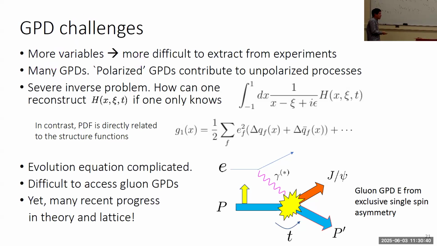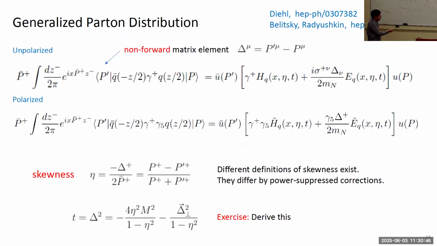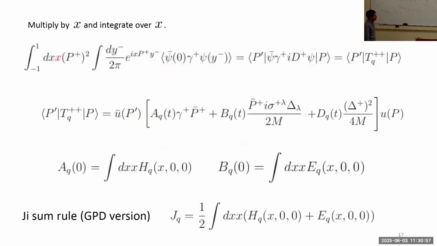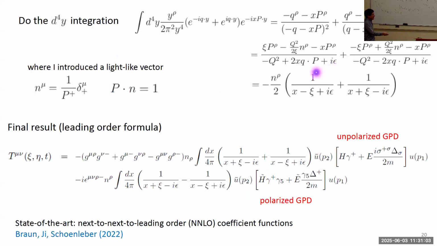Already for the unpolarized case, there are 2 GPDs. In PDF, you only have 1, but for GPD, you have 2. So the number of parton distributions is basically doubled, which also makes life complicated. Also, as you can see here, for this Compton amplitude, both the unpolarized GPD and the polarized GPD contribute. Even if you do unpolarized scattering, the polarized GPD contributes.